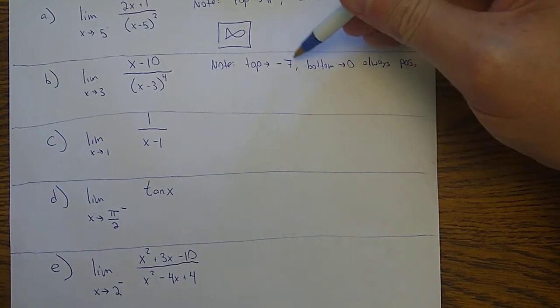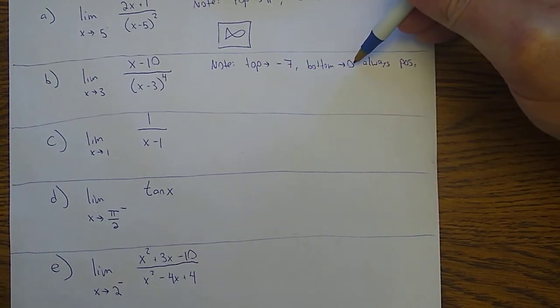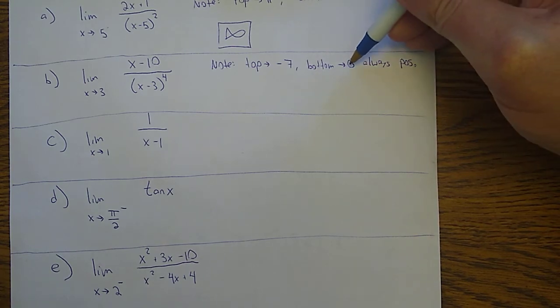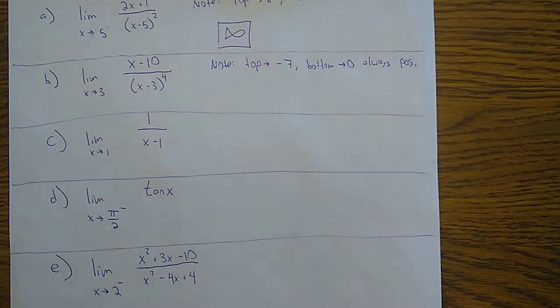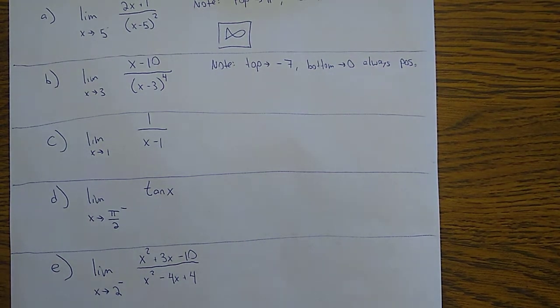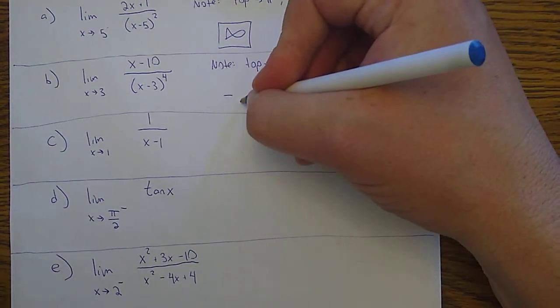So what happens if I take -7 and I divide it by a small positive number like 0.0001? What you're going to get is a huge negative number. So we say this limit is negative infinity.